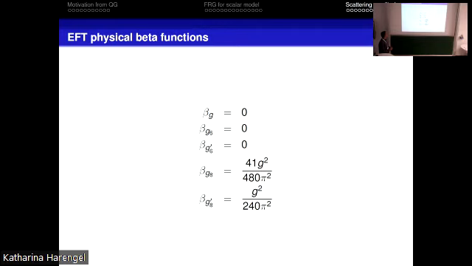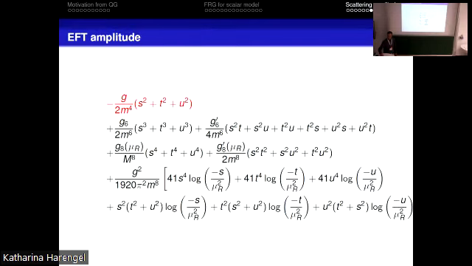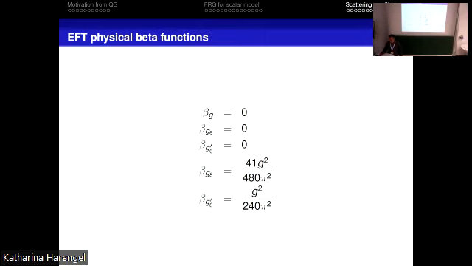For G6 it's also 0. G8 happens to run. This is related to these logs here. You see you have s to the power 4 log s. This gives a beta function for G8.